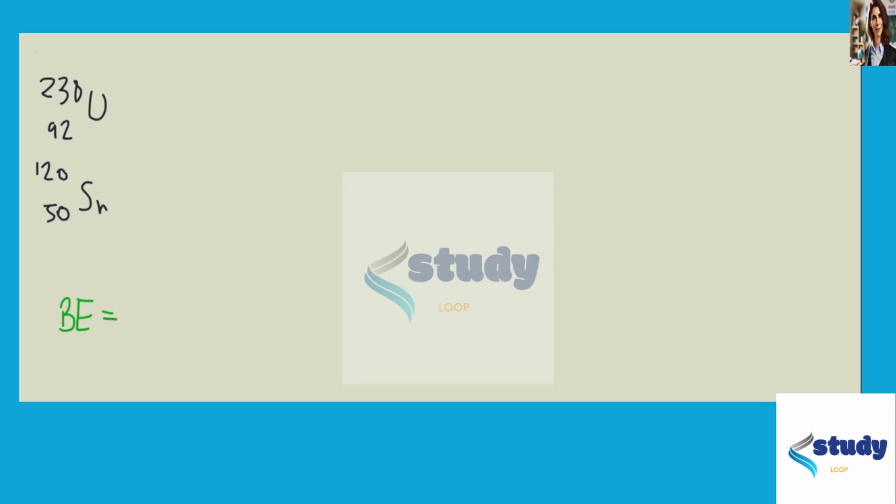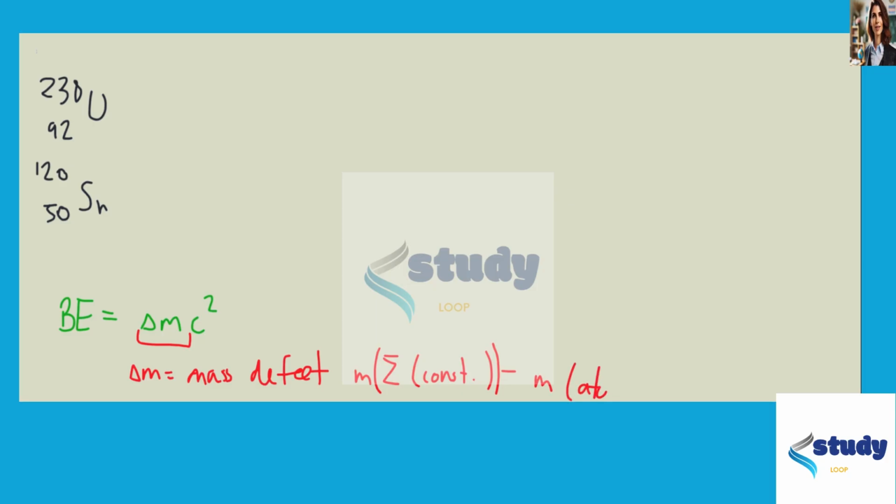To calculate the binding energy, we need to know the mass defect. Mass defect is delta M. As you could see in the previous video, it's equal to the sum of the mass of all the constituents minus the mass of the atom.